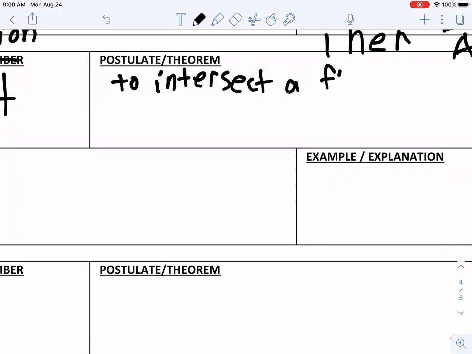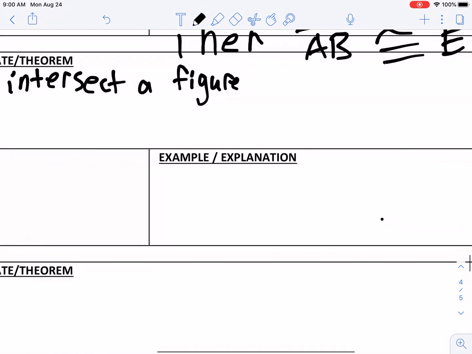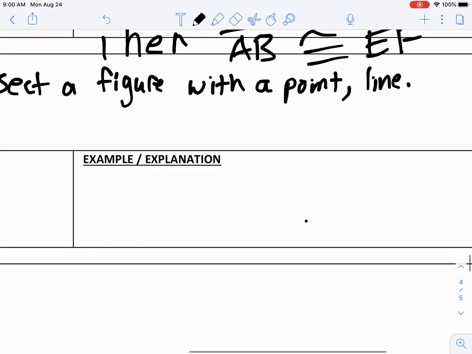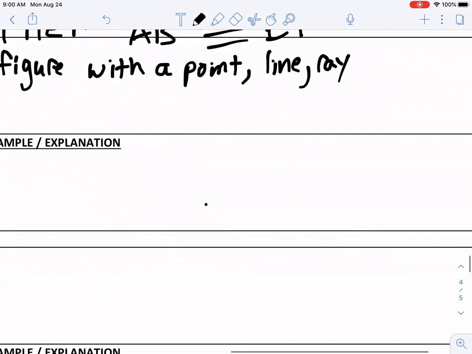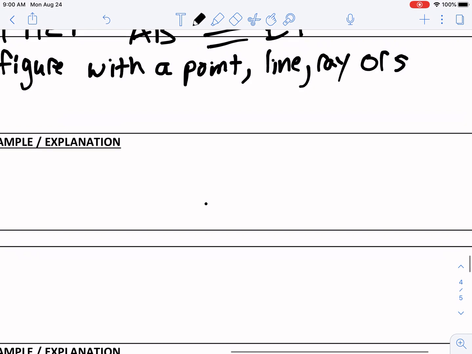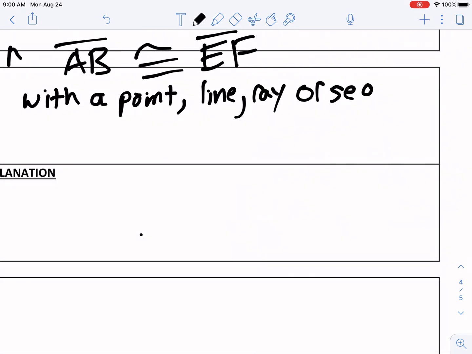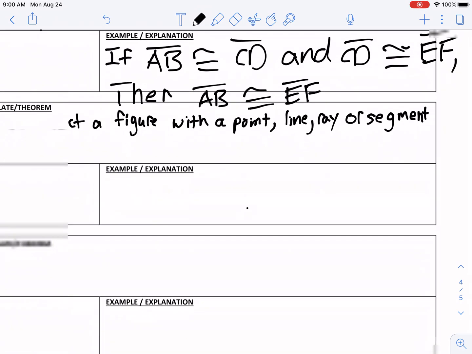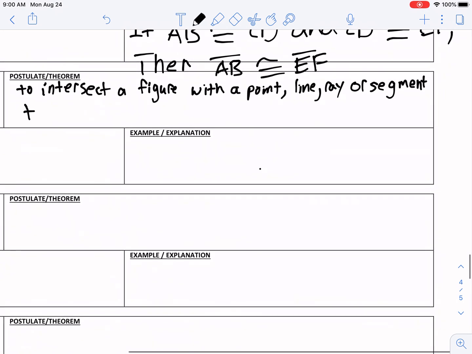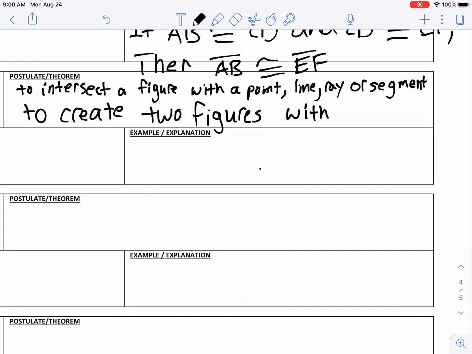a figure with a point, line, ray, or segment to create two figures with equal measure.